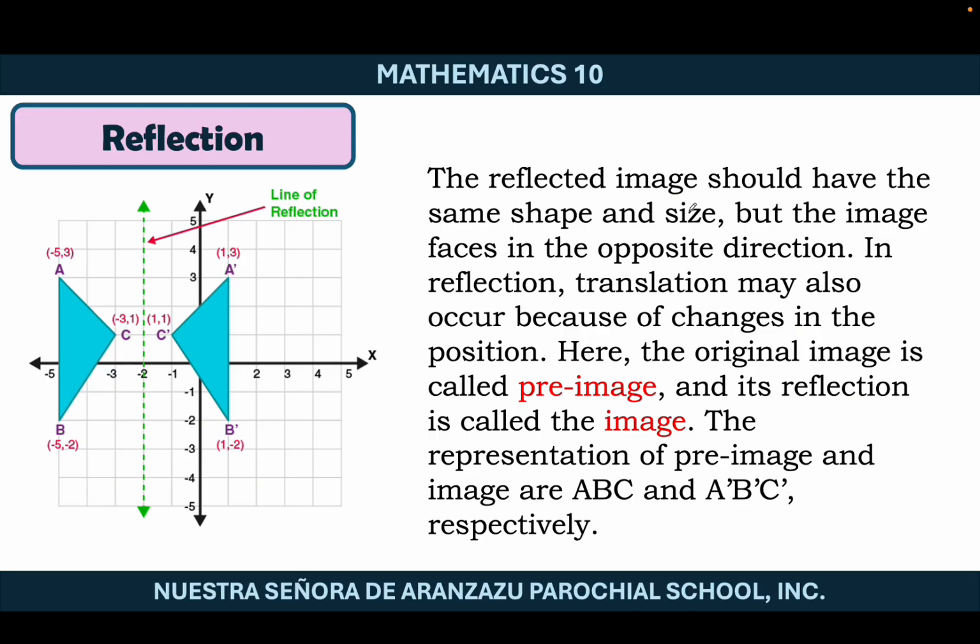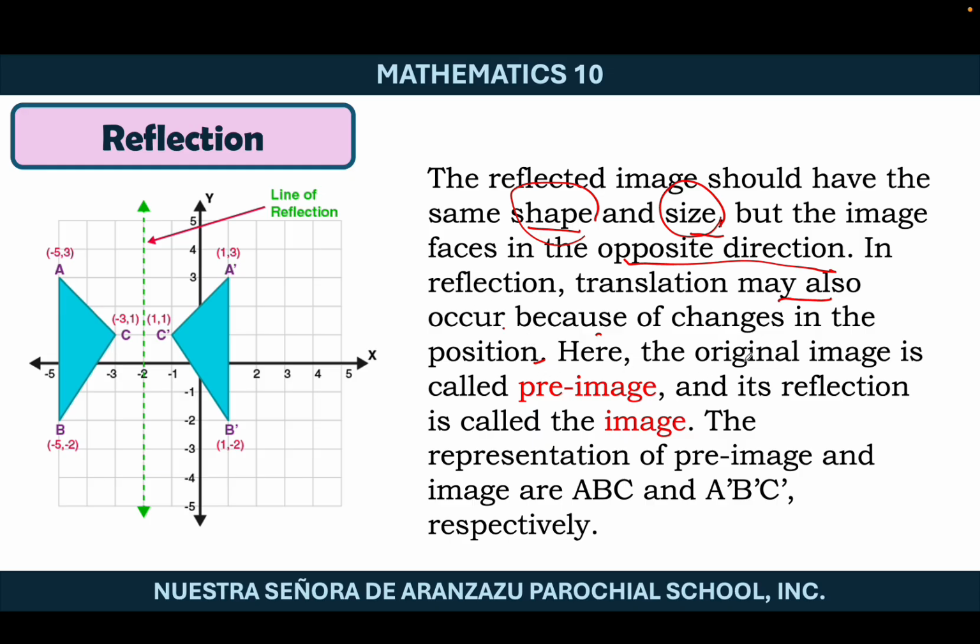So, the reflected image should have the same shape or same size. So, it is one of the characteristics that is the same for the translation. But, the image faces in the opposite direction. So, ibig sabihin, parang they face each other. Di ba? Kapag nanalamin ka, parang ganun. So, in reflection, translation may also occur because of the changes in the position. So, yung translation, pwede rin mangyari on the reflection.